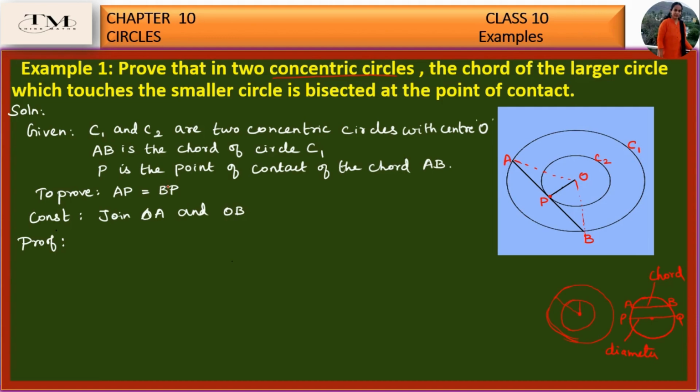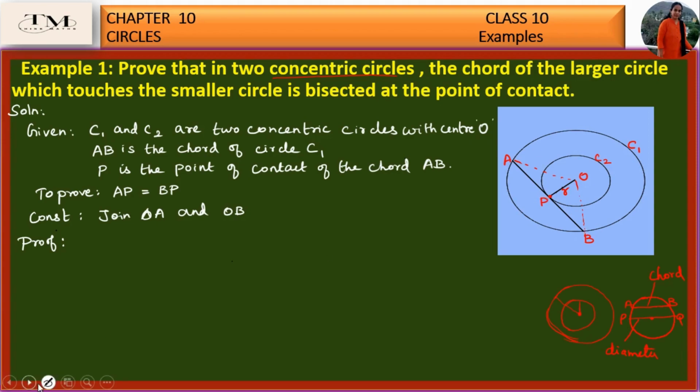Now what are we going to prove? We are going to prove that triangles OPA and OPB are congruent. If we prove that, then their corresponding sides will be equal. Here what we know? OP: O is the center of the circle C2 and P is the point of contact, so OP will be the radius. AB is the chord for the larger circle and AB will be the tangent for the smaller circle, because AB touches the small circle at only one point P.